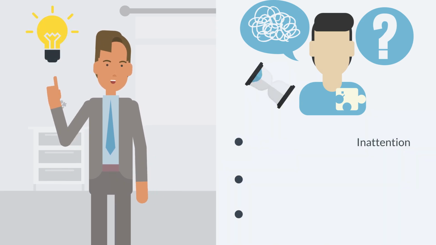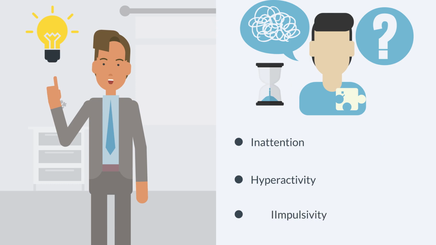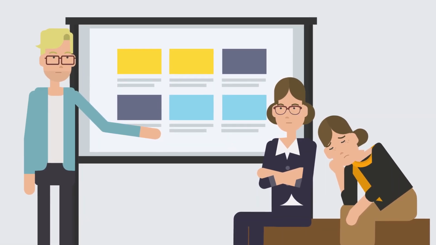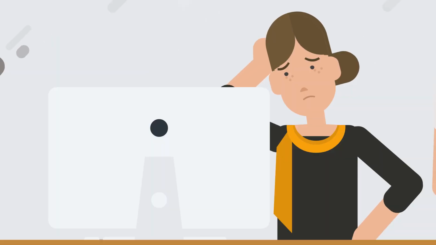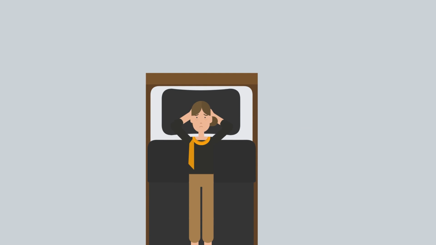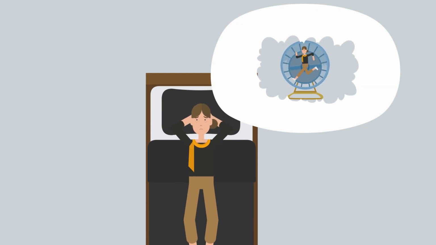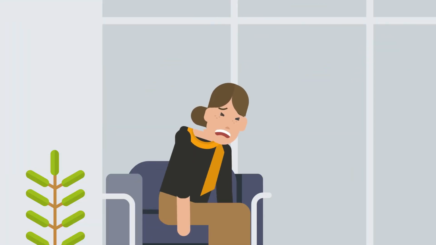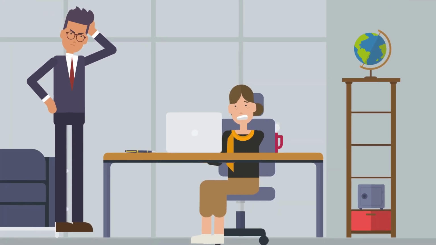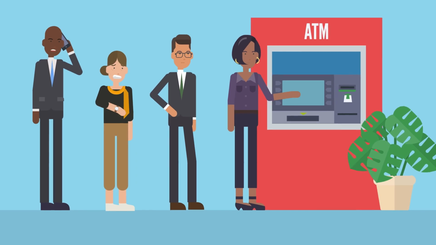The primary symptoms of ADHD include inattention, hyperactivity, and impulsivity. Inattention symptoms include difficulty staying focused on a task, forgetfulness, and poor organizational skills. Hyperactivity symptoms include fidgeting, restlessness, and difficulty sitting still. Impulsivity symptoms include interrupting others, acting without thinking, and difficulty waiting for one's turn.